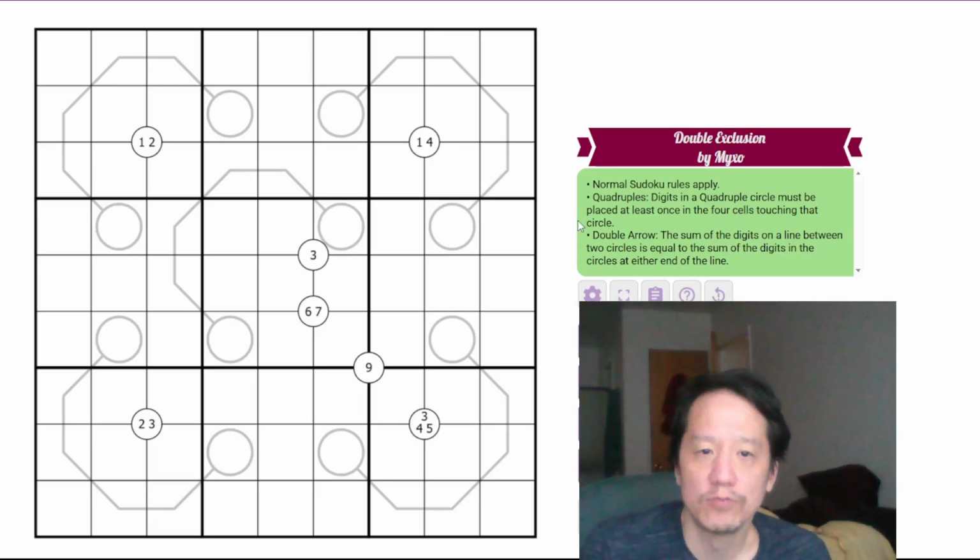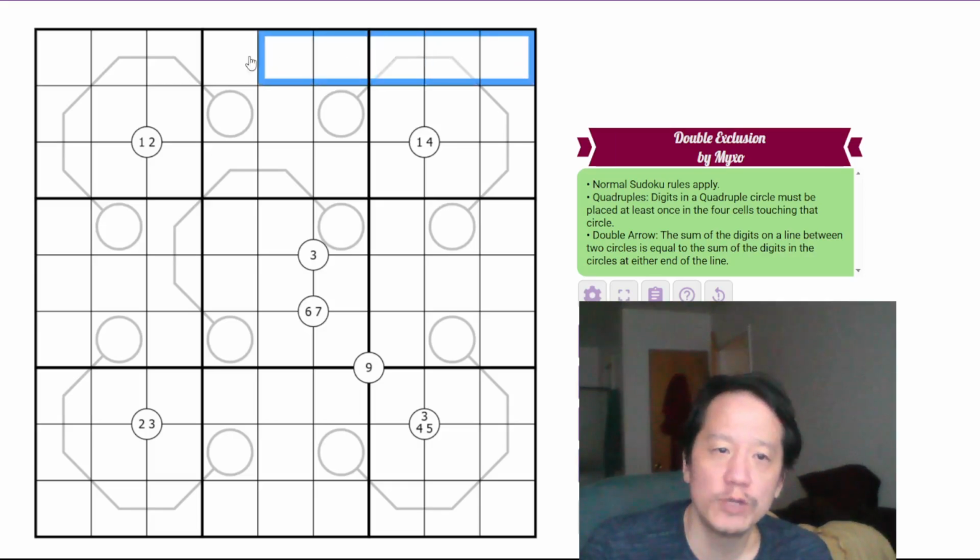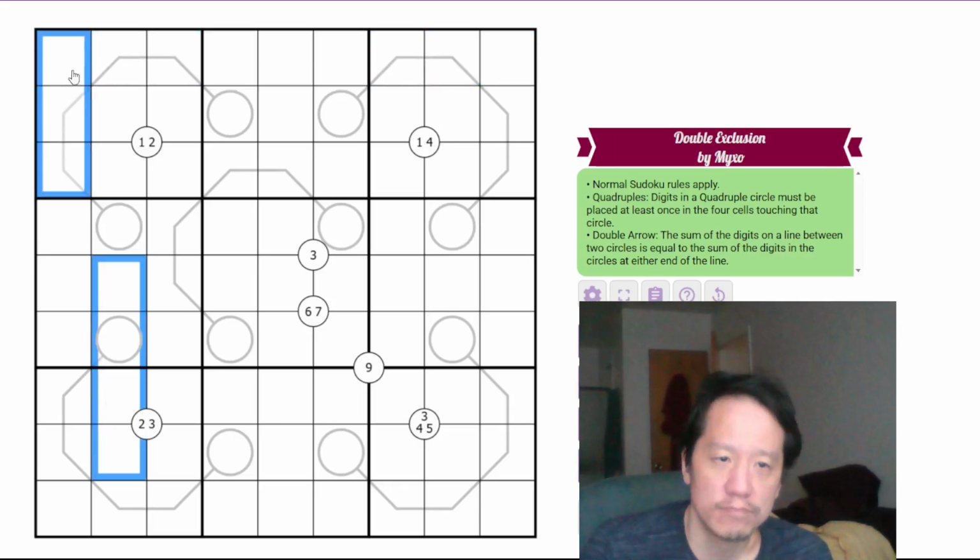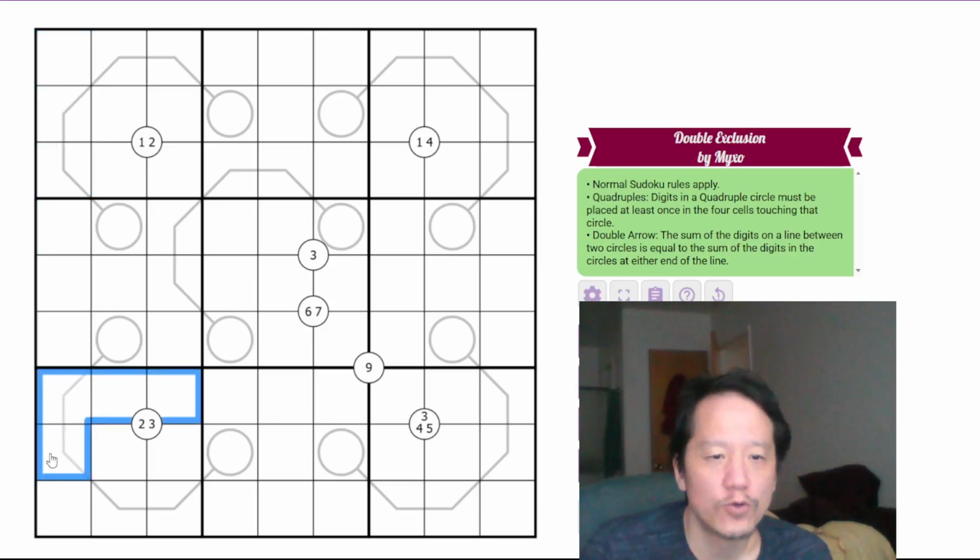And here are the rules. Normal Sudoku rules apply, which means fill the entire grid with the digits 1 through 9 such that there are no repeats in any row, column, or box.